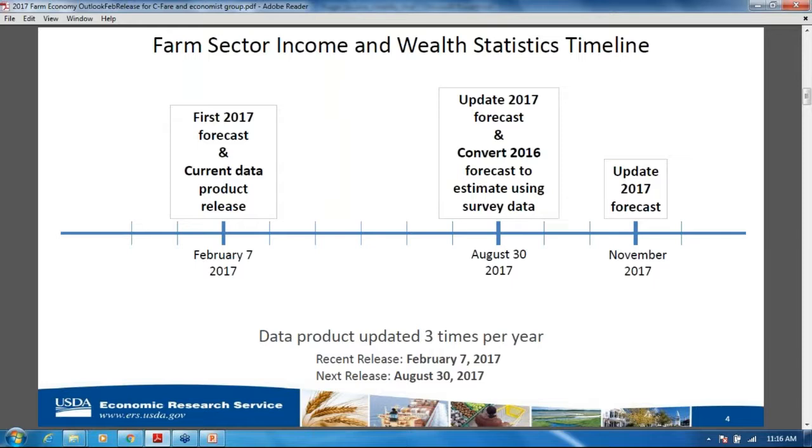And then we'll continue to gather some harvest information, more price information, all the information we can gather, and then we'll make one final update of 2017 in November. And this process gets repeated every single year.